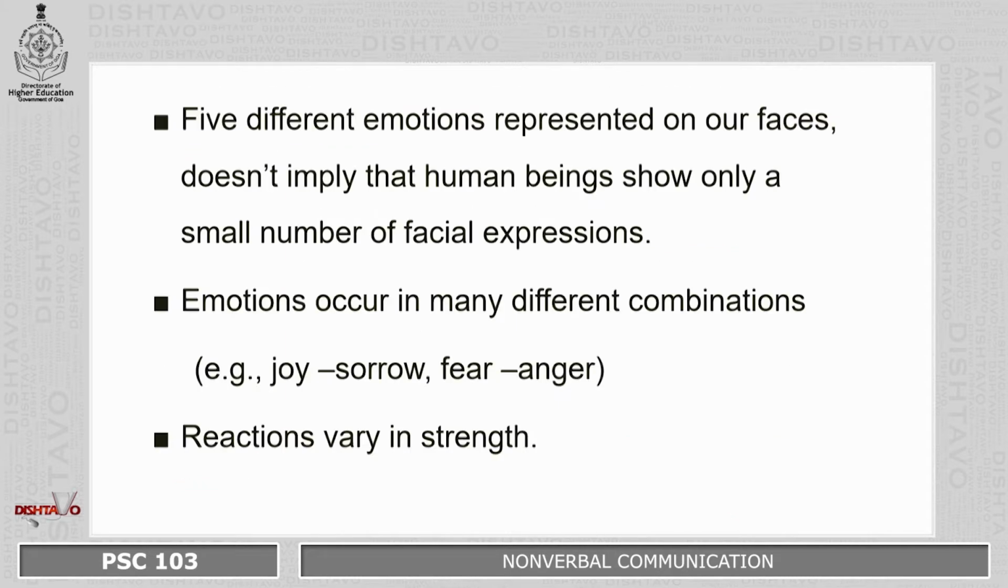Even though we have 5 different emotions which are represented on our faces, it does not imply that human beings show only a small number of facial expressions. Emotions occur in many different combinations. Like you can show joy and sorrow, you can show fear and anger. We are not only going to show 5 different emotions. The reactions of these emotions that you show, either single or in combinations, are going to vary in strength. Some are going to be stronger, some are going to be a little less intense.